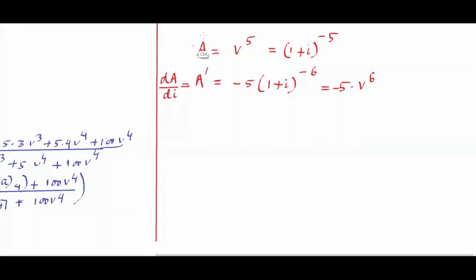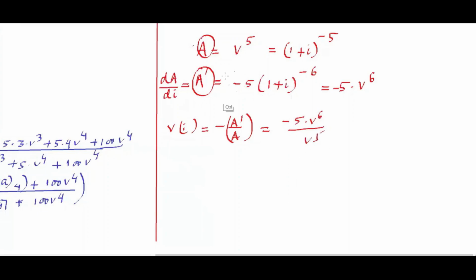So here you have a dash. So you can write volatility. You just apply the formula, that is a dash divided by a. So a dash, if you write minus 5 v power 6 upon here v5. Okay, if you differentiate, if you take this one, but we'll go to our own problem later.